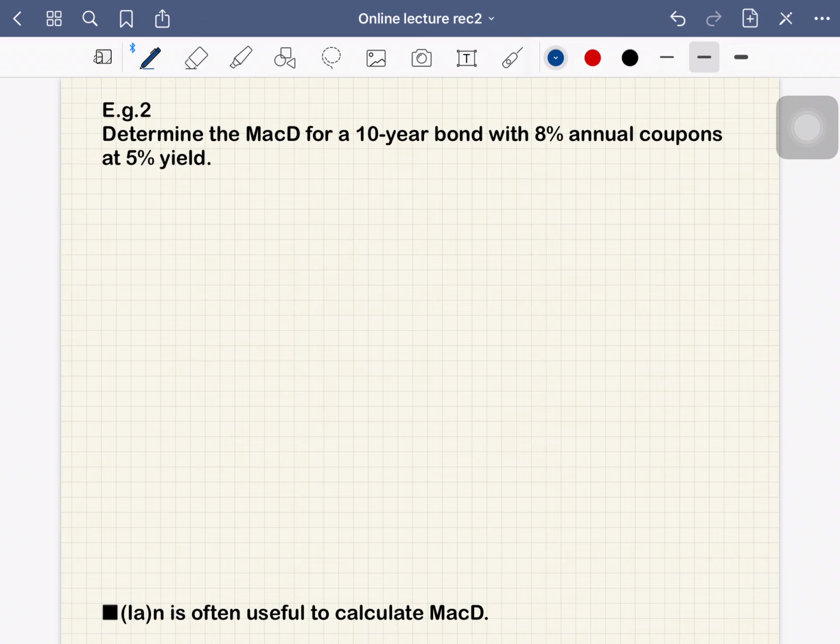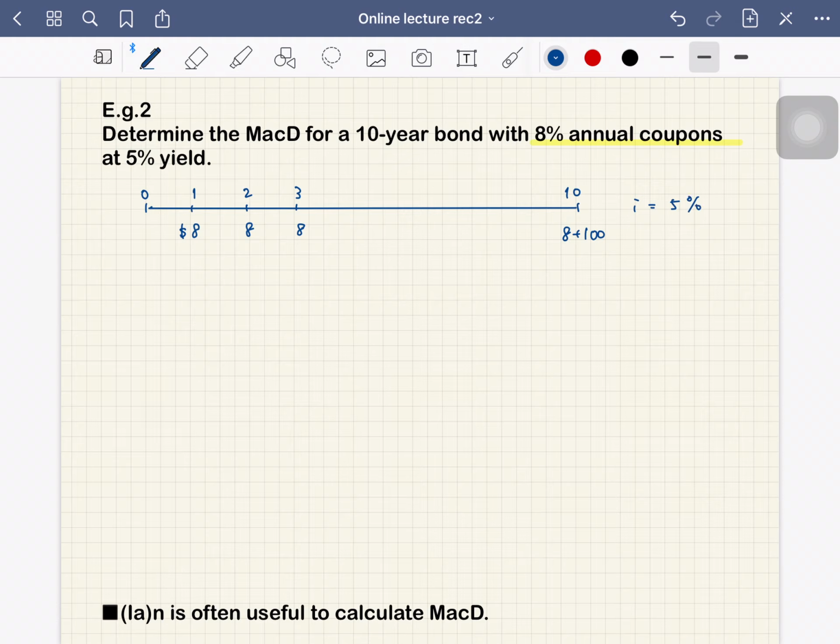So think about the time diagram. We have 10 years, so we have 10 cash flows, 1, 2, 3, up to 10. And this has 8% annual coupons, so we have $8 each at time 1 to 10. Then finally we get $100 at time 10. Yield rate is 5%. So what's MacD?